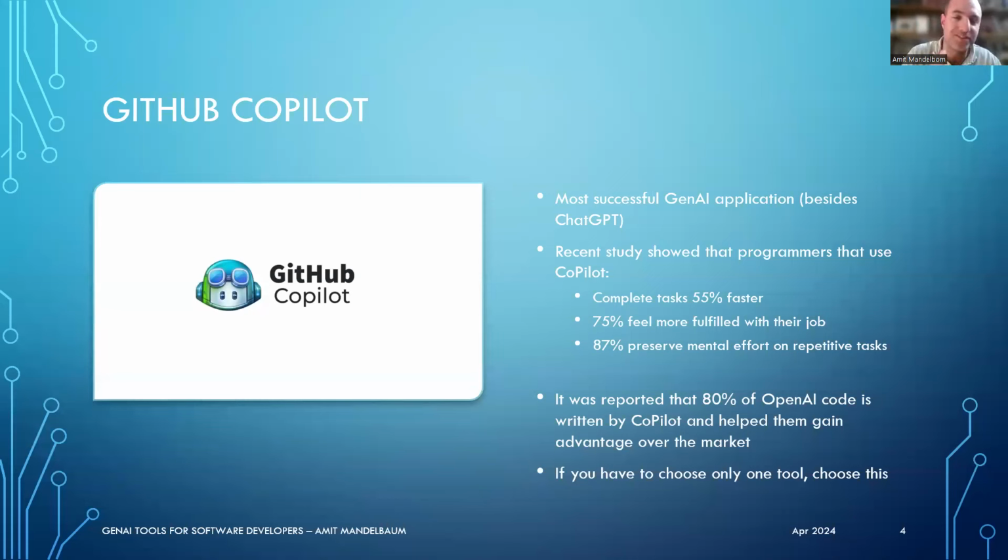And if you have to choose just one tool for your generative AI stack as a software developer, let it be GitHub Copilot. I think it's the easiest to understand how to use, it's the most effective, and obviously the most successful.